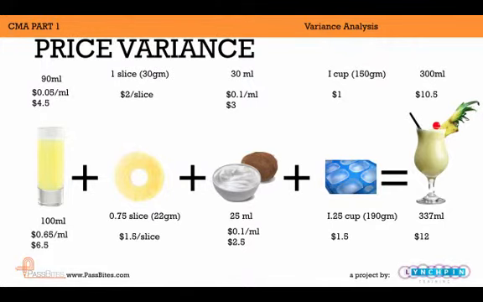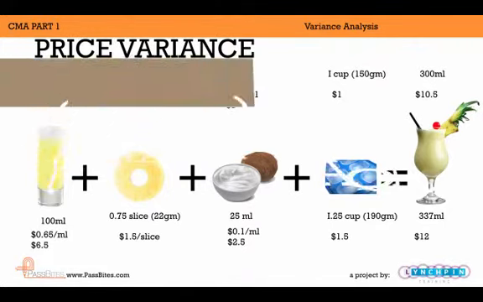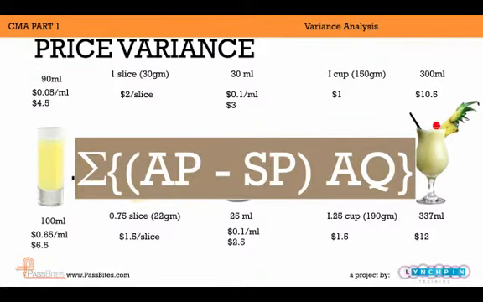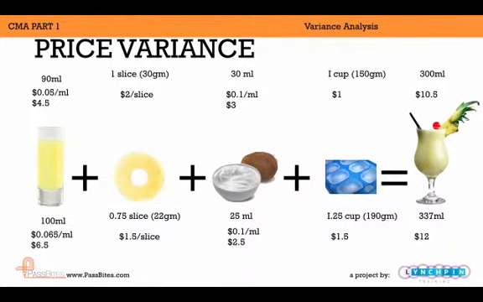Let's first calculate simple price variance, and if you remember, the formula for price variance was actual price minus standard price times actual quantity. Here we have to individually calculate the price variance of each ingredient and then add them all together. For pineapple juice, the actual price is more than the standard price and the actual quantity is 100 milliliters. By taking a difference of this, we get an unfavorable variance of $1.5.